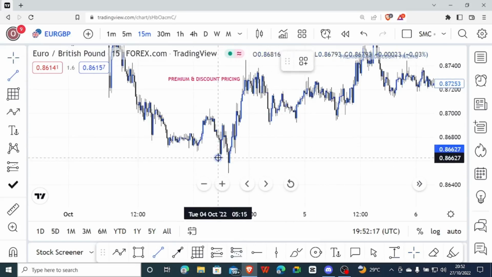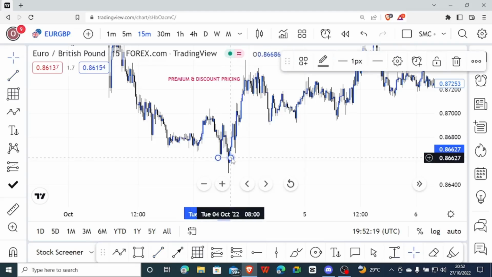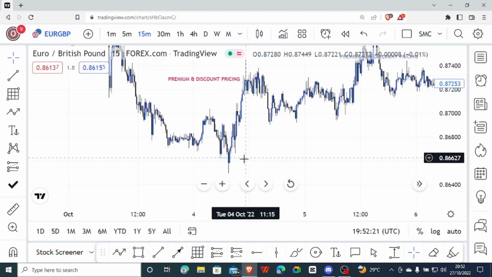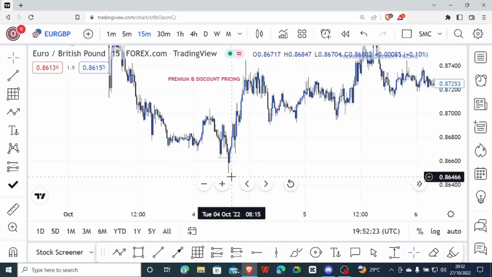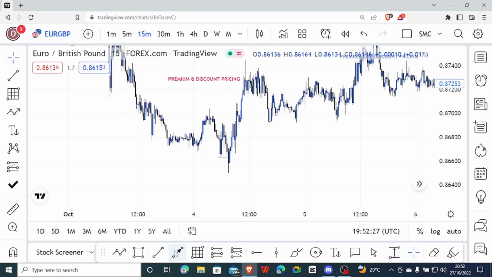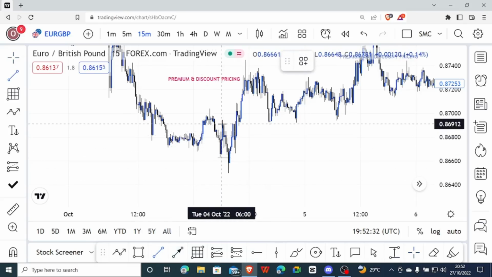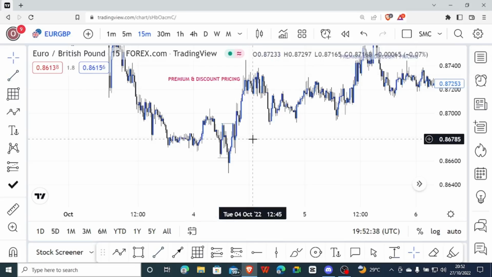There is this structure break here. Can you see that? And form this low. Where is the high that formed this low? Now this is the high that formed this low. You need to identify that one. This is the high that formed this low.